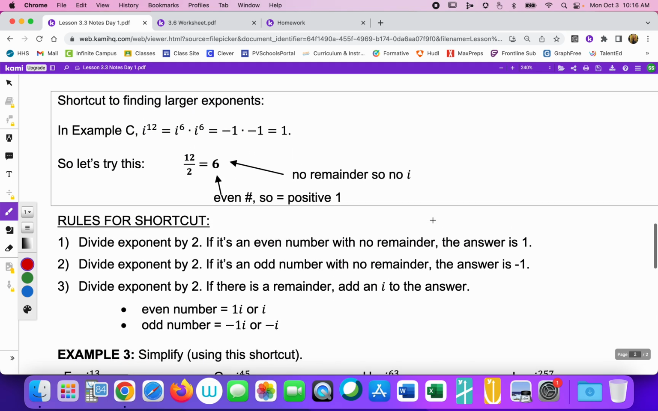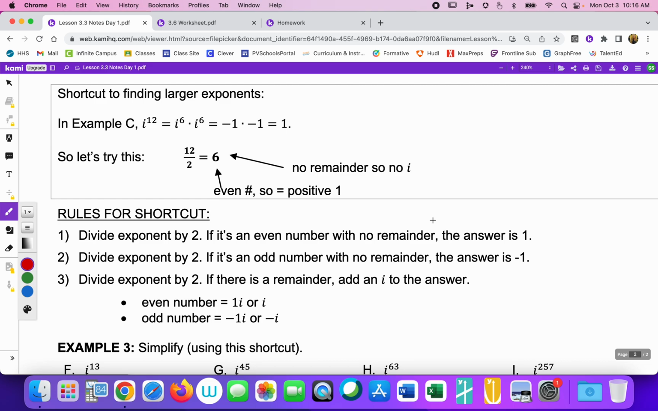So your other alternative to this, you divide whatever the exponent is by 2. Now it's either going to result in a whole number or it's going to result in something and a half. Okay, so based on what you get, for this one, 12 divided by 2 is 6. Because 6 is an even number, if the big number is even, that would indicate a positive 1. If it was 6 and a half, this would be different. Now there's no remainder, no fraction, no decimal, which would indicate no i. Okay. Now I'll demonstrate this on the rest of it.